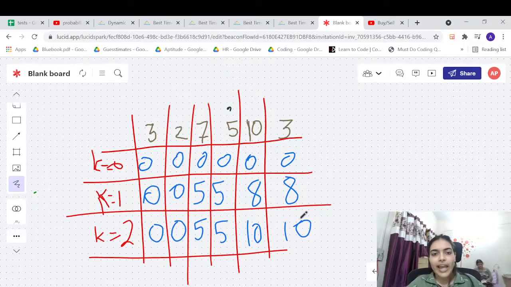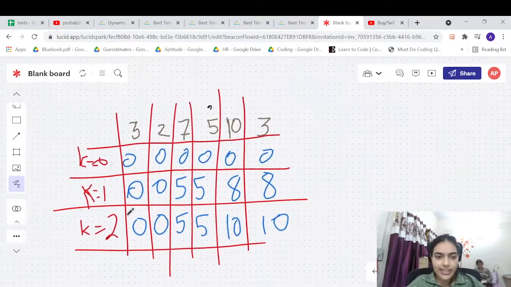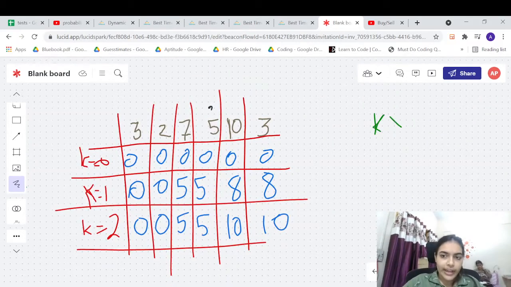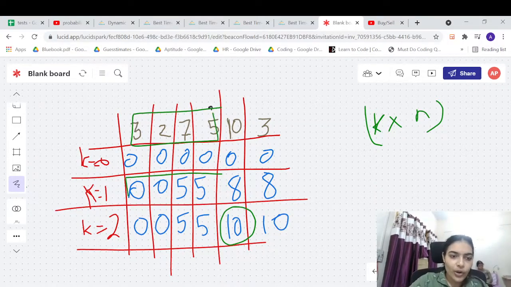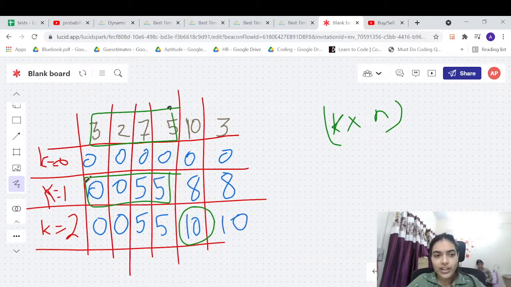What will be the time complexity of this? So let's discuss the time complexity. k into n is what we are taking to fill the matrix, but each time when we are filling any value, we are also iterating over the previous row, right? We were iterating over these values and trying to calculate what is the best that we should do. So again you will get k into n into n.